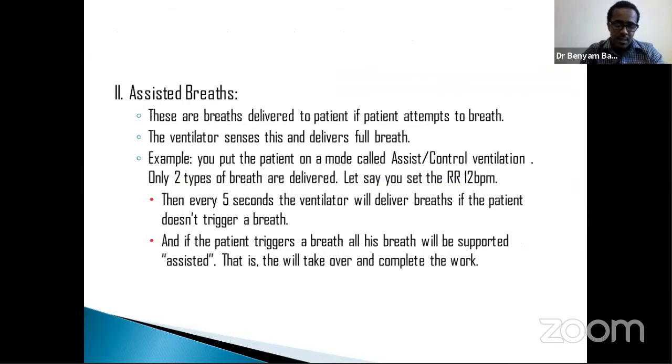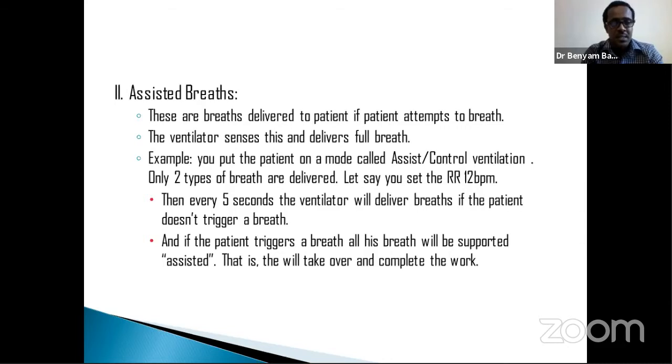The second way that a patient could receive a breath is via an assisted breath. As the name states, it is an assisted breath. Those breaths are delivered to the patient if a patient attempts to breathe. When a patient attempts to breathe, he will be assisted and will receive the breath after initiation. The ventilator senses that the patient is triggering it and delivers the full breath.